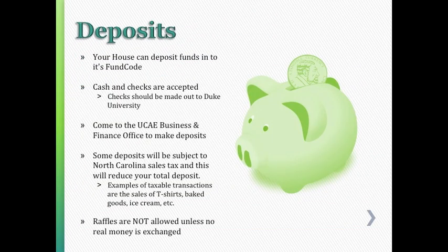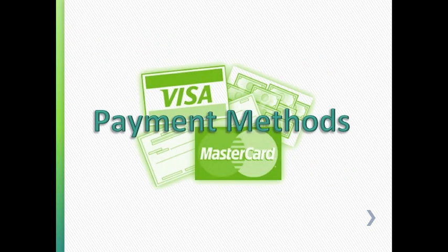Your house can deposit funds into your fund code. Cash and checks are accepted. All checks should be made out to Duke University. To make a deposit, please stop by the UCAE Business and Finance Office. Some deposits are subject to North Carolina sales tax, and this will reduce your total deposit. Examples include, but are not limited to, the selling of t-shirts, baked goods, and ice cream. Please note that raffles of any kind are not allowed.